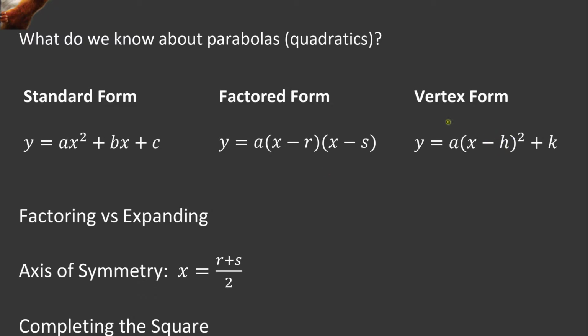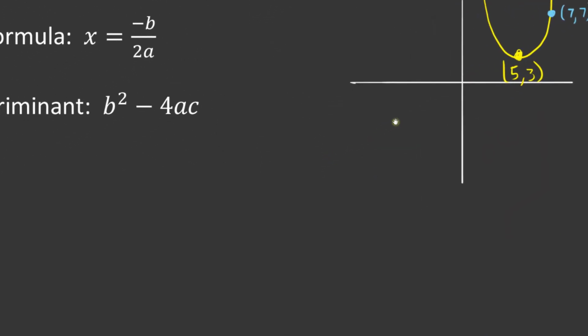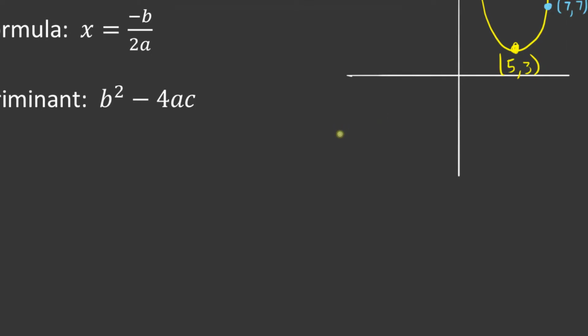Vertex form, exactly in the name. We're going to use this when we're given the vertex. So in my little drawing right here, I would know that I should really go into vertex form. Even if the question asked for the equation in factored form, I can't go into factored form with this equation. I can really only go into vertex form.